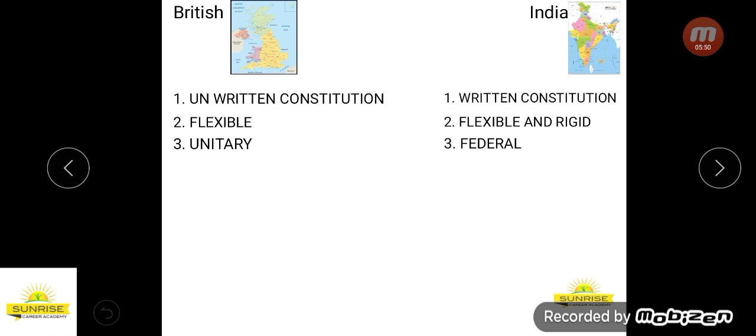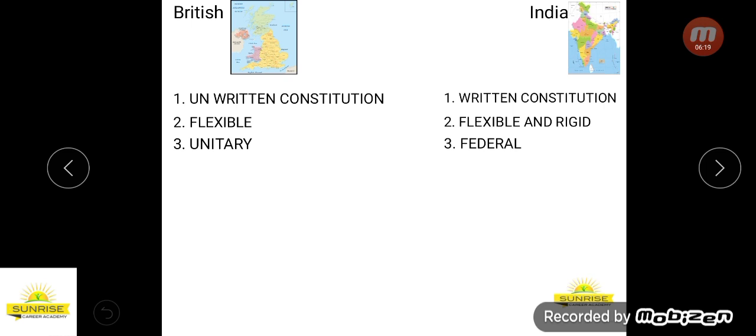But if we are talking about legislation, there is only one legislature in England. Scotland and Wales are administrative units and not politically autonomous units. But if we are talking about India, we have two forms of government, one in the center and one in the state.